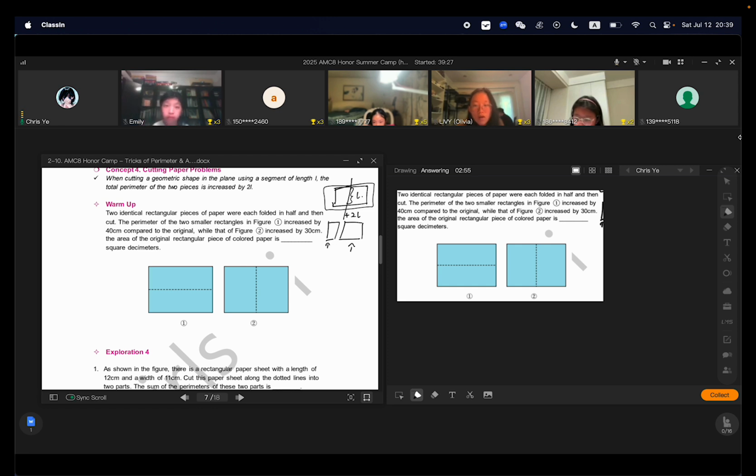So I feel like most of you guys were able to get it right. It is 3 square decimeters or 300 square centimeters. So does anyone want to come up and explain this one?